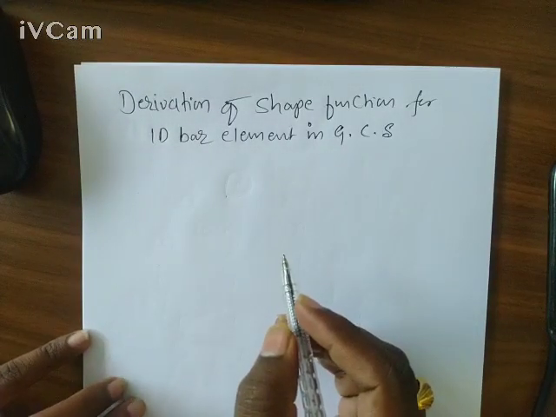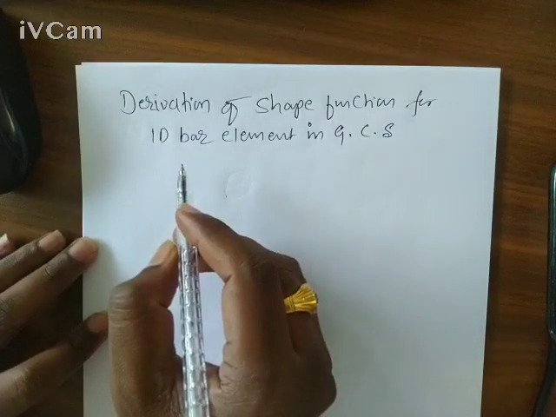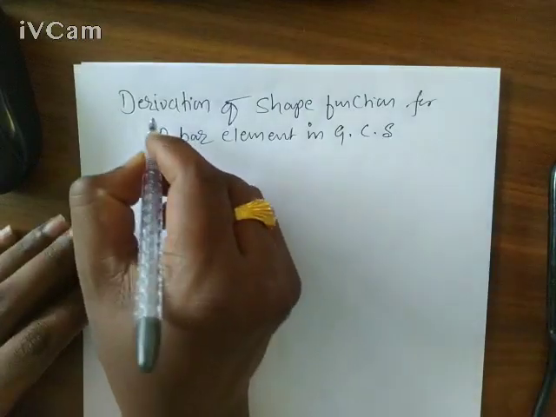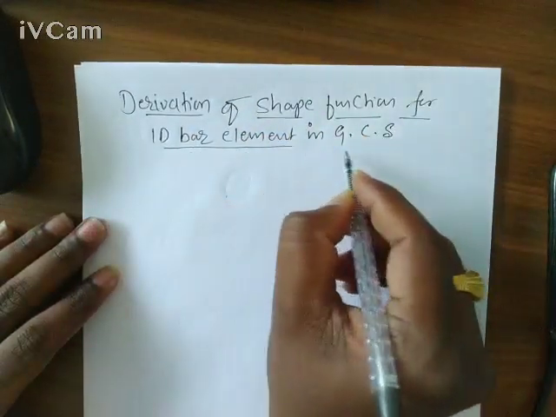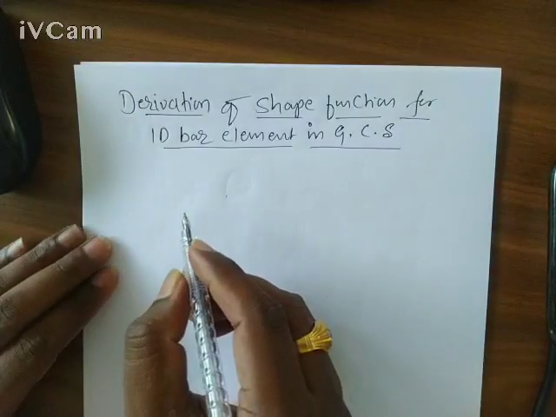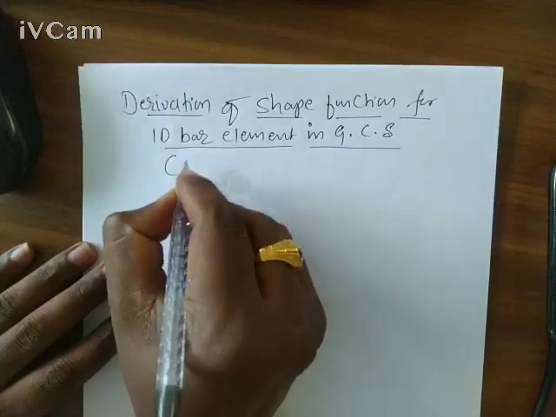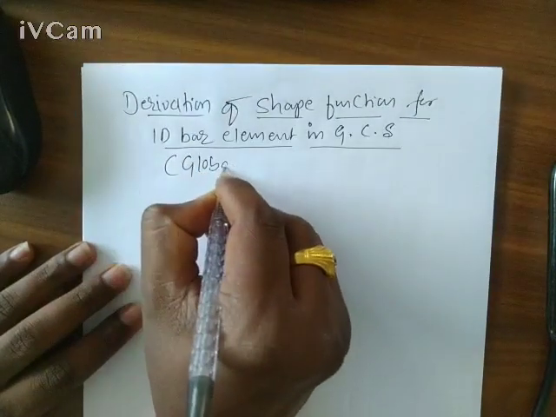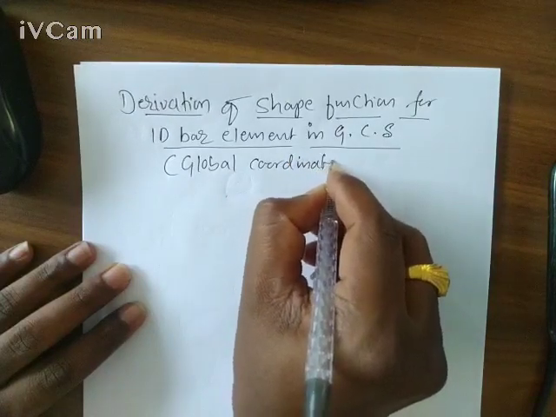Yes, dear friends, in this lecture I am going to tell you how to derive the shape function for a 1D bar element in G.C.S. So what is the meaning of G.C.S? It is nothing but global coordinate system.